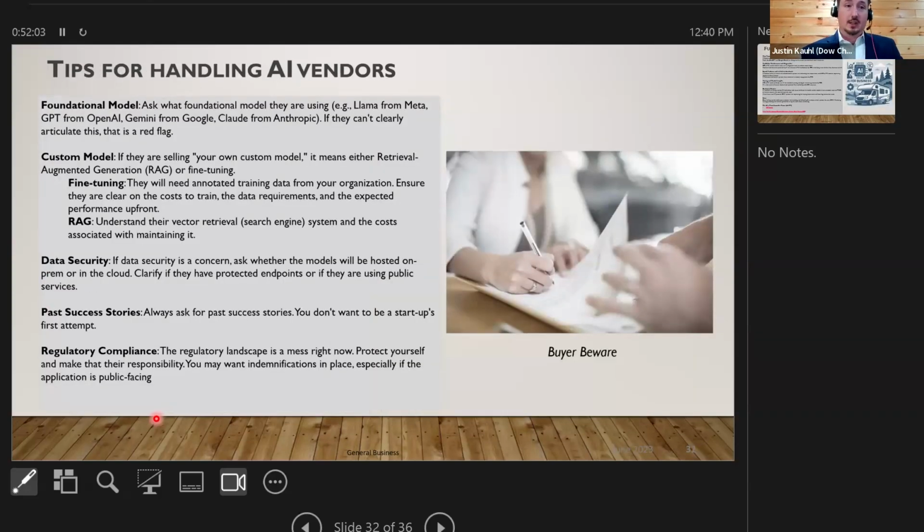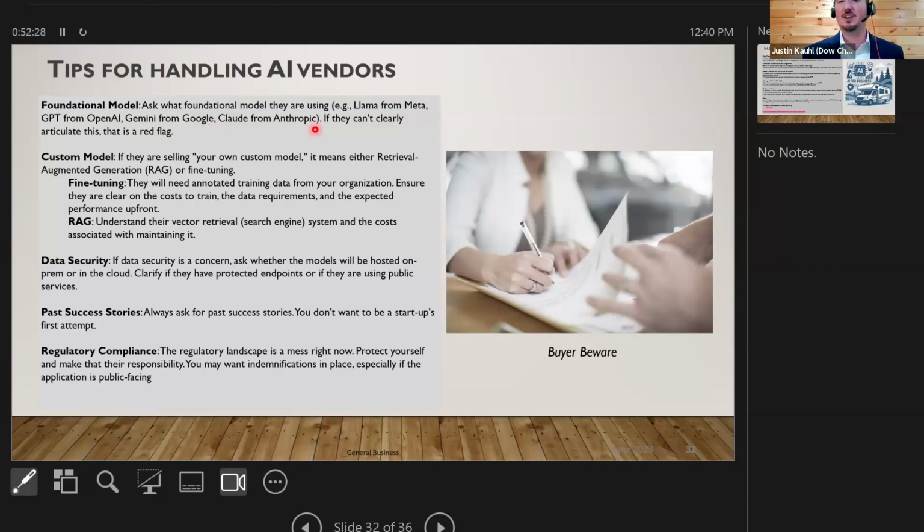I wanted to also cover a few tips for handling AI vendors, because I deal with a lot of them. They're ubiquitous. They're all over the place, and they all want to sell you something, and it's crazy, and they're driving me nuts. And I just want to stick it to them. But yeah, ask what foundational model they're using. Specifically, use these words: foundational model. They're going to answer something like Llama from Meta, GPT from OpenAI, Gemini from Google, Claude from Anthropic. There's a couple others, but generally those are the main ones.